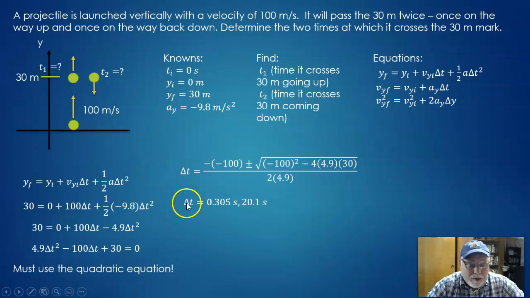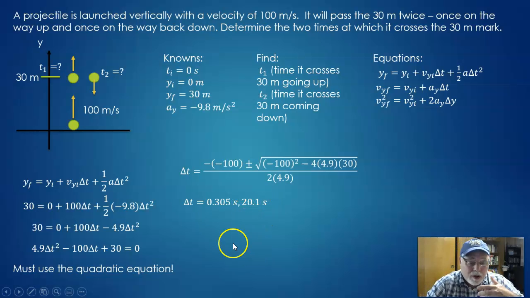So here's what we've got. When we solve this, the 0.305 seconds is the time at which it gets to the 30-meter mark. The 20.1 seconds is when it's gone all the way up through its motion and come back down and reached the 30-meter mark again. So the 20.1 seconds is our T2. So this is T1, what we were looking for, and this is T2, okay?